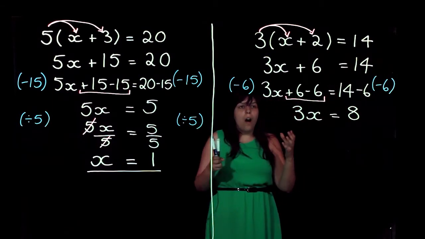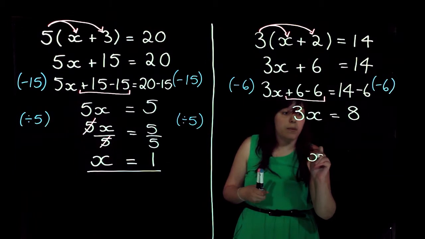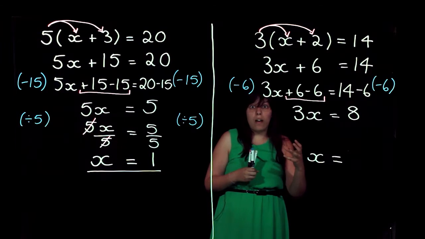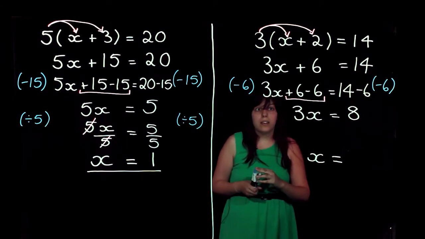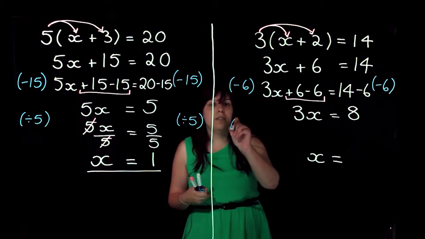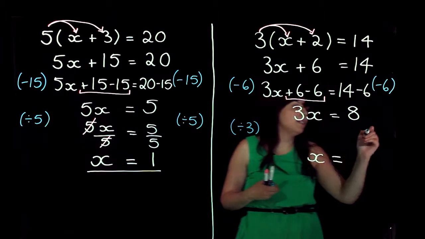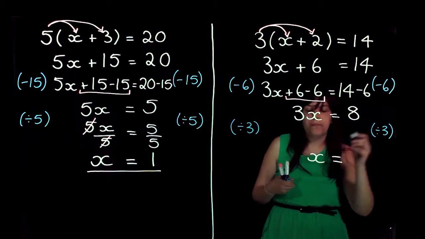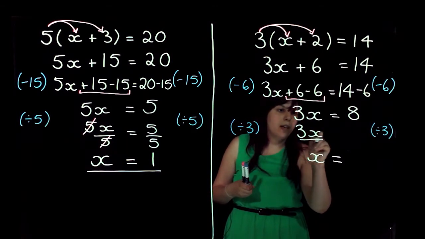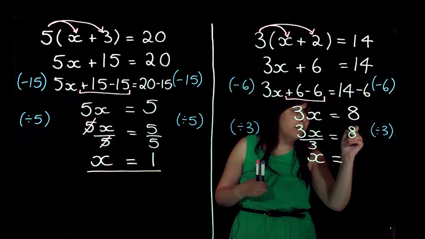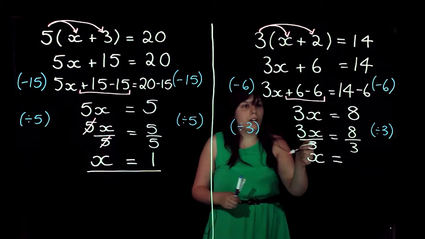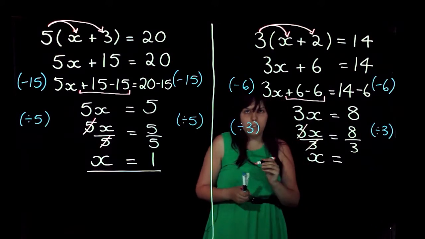So now I want my answer to have x equals something. So how can I get rid of my 3 times, which is what I'm doing to my x? So I've got 3 lots of x. How do I get rid of them? Well, I do the inverse of times 3, which is divide by 3, and I do that to both sides. So we've got 3x divided by 3 on that side, and we've got 8 divided by 3 on that side. So 3x divided by 3 is just going to give me 1x.